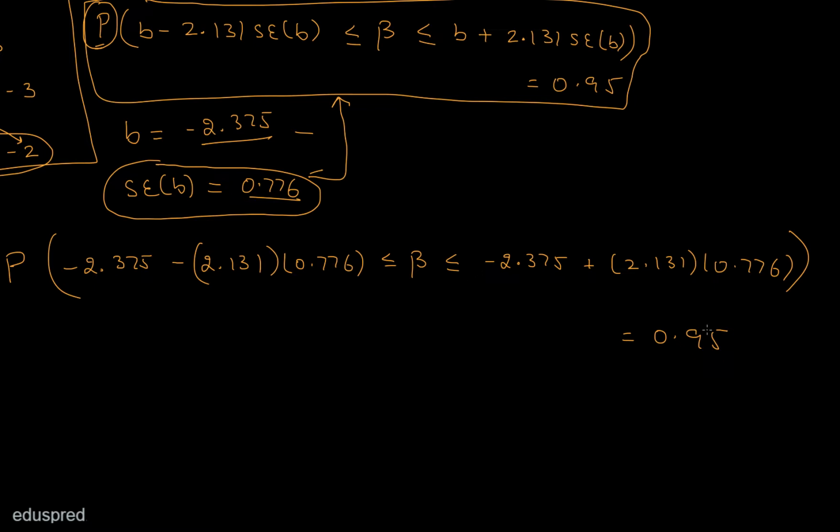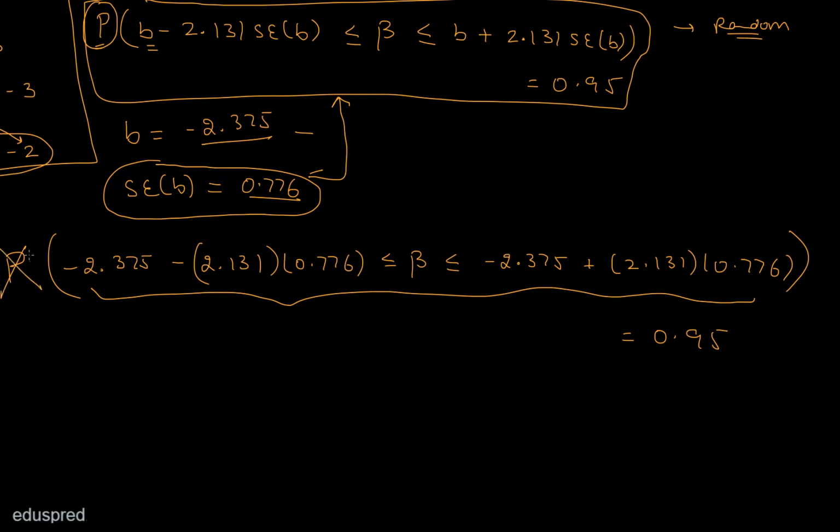Now, this is something that is related to your understanding of confidence interval. This expression over here is a random expression. What I mean by that is, in this expression, b is a random variable. But if you put the value of b and the standard error of b, then there is no randomness in this expression now. And if there is no randomness, you cannot write a probability statement over here. I'm not going to dive into detail and show you what actually is the meaning of a confidence interval.